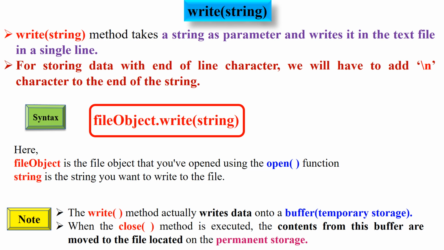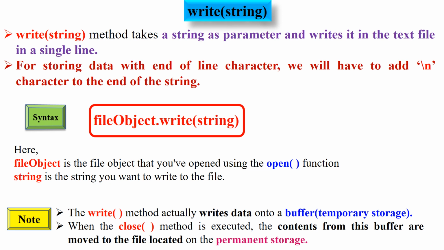Let's learn about the write(string) method. The write method takes a string as parameter and writes it in the text file in a single line. For storing data with an end-of-line character, we will have to add the \n character to the end of the string. Notice the addition of \n at the end of every sentence while talking of data.txt. \n is treated as a special character of 2 bytes.